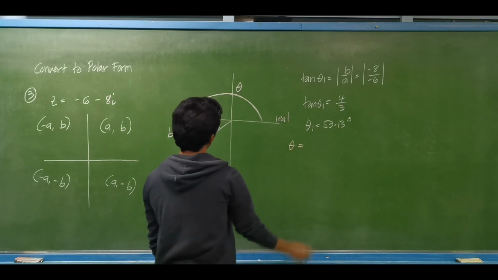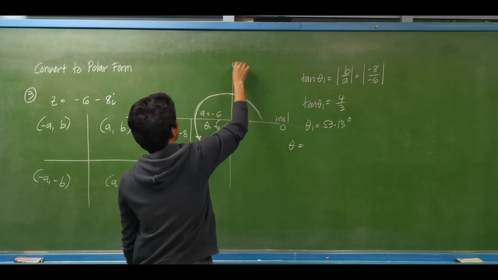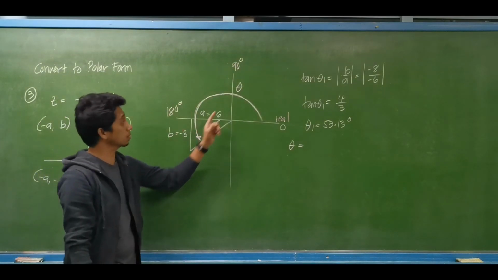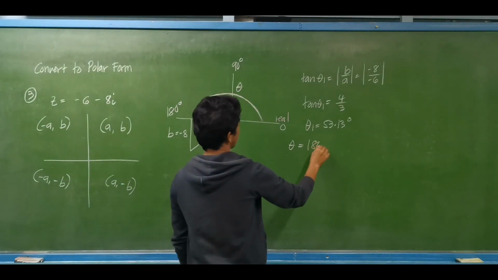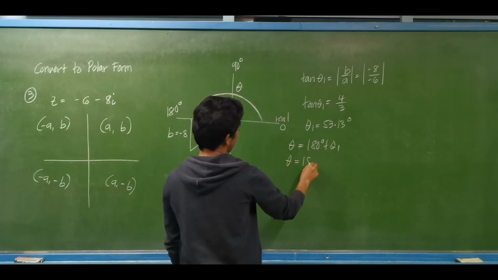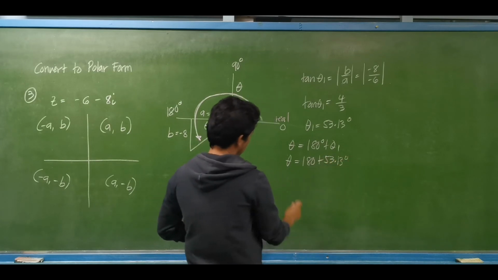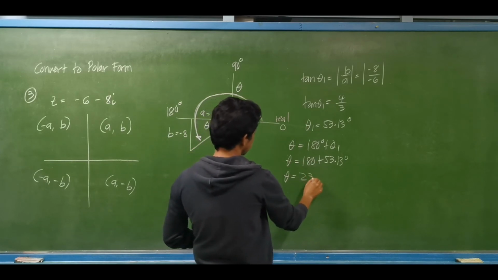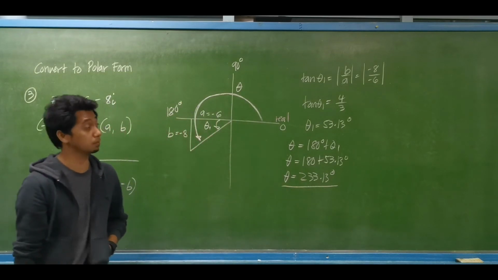The value of theta, so we know that this is 0, 90 degrees, 180. How do we compute for theta measured counterclockwise? That will be 180 degrees plus theta 1. So we have the value of theta is equal to 180 plus 53.13 degrees, which is 233.13 degrees. This will be our argument.